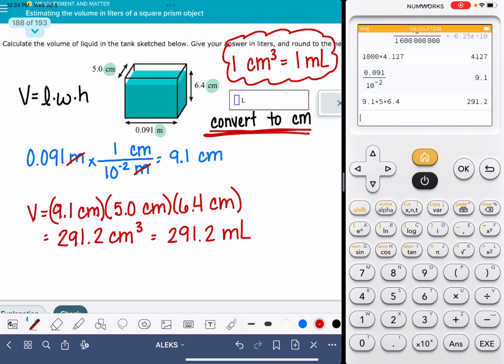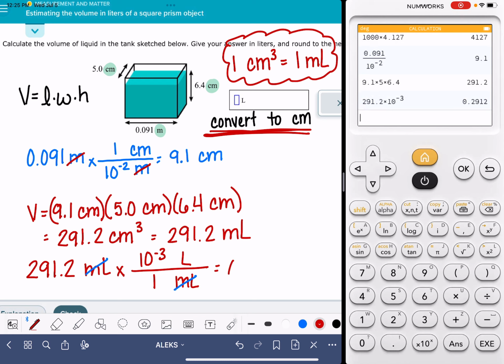Now, once we get our number into milliliters, 291.2 milliliters, our last step is to convert from milliliters into liters. Milli is the prefix for 10 to the minus 3. That means 1 milli is 10 to the minus 3. The milliliter unit cancels, and if you're not confident and you want to do it on the calculator, totally fine. No worries about that at all.